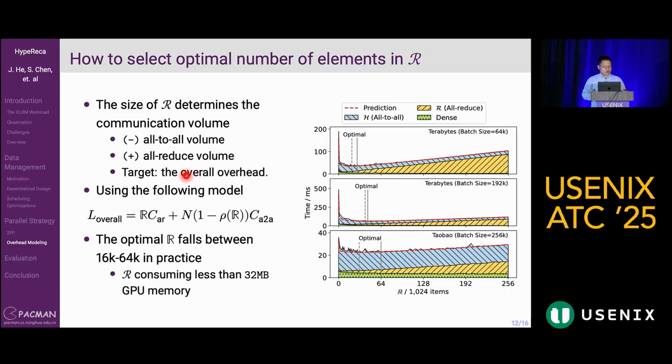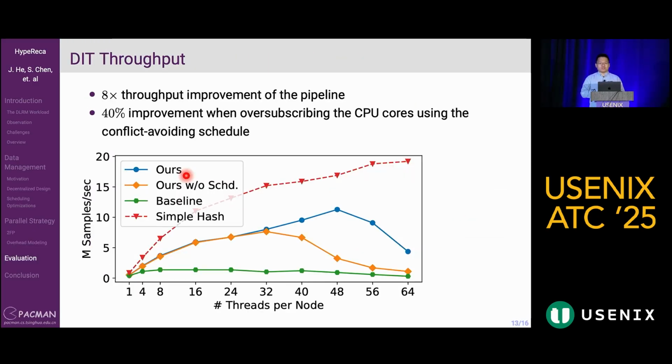The solid line is the actual optimal value, and they are quite close. So in our practice, the optimal R size would be between 16K to 64K on typical devices. And because each item in the R chunk takes only about maybe 4 kilobytes or something like that, we consume only tens of megabytes of GPU memory, so this is a really low storage overhead. But we can reduce all-to-all volume a lot.